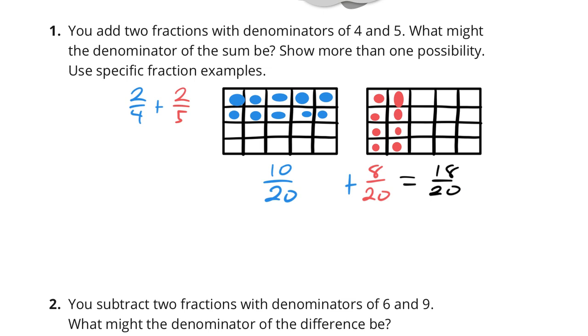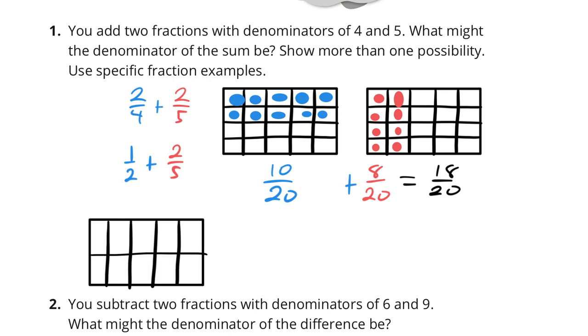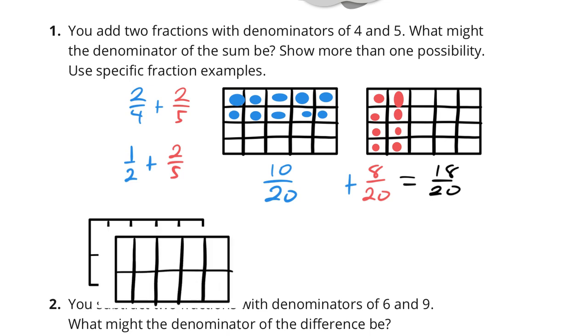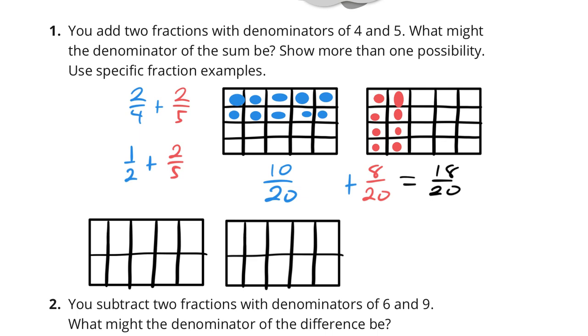I can see that 2/4 is also 1/2, right? So if I rewrote it as 1/2 and 2/5, well, my shapes might look a little bit different, but they'd be the same. I'll show you what I mean. Here I've made a shape with 2 rows and 5 columns. So instead of 20, we're going to have a denominator of 10, right? So when I duplicate this, we can do the same trick that we did before.